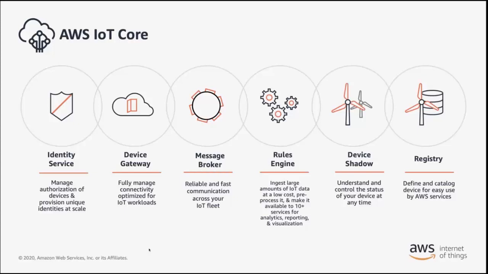The next service is the device gateway. Device gateway is a long-lived bidirectional communication channel that runs over TCP and over TLS 1.2. Devices also can do custom authentications with the device gateway.